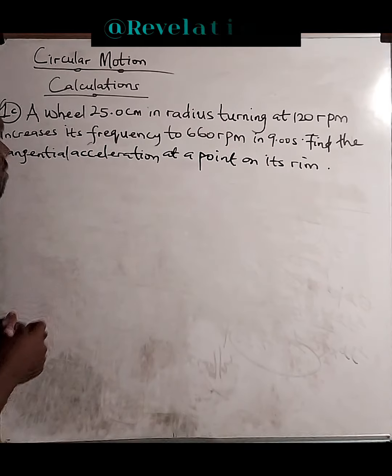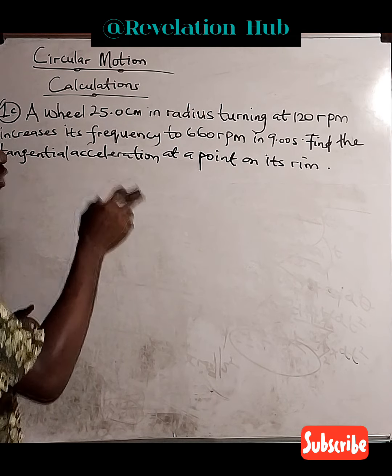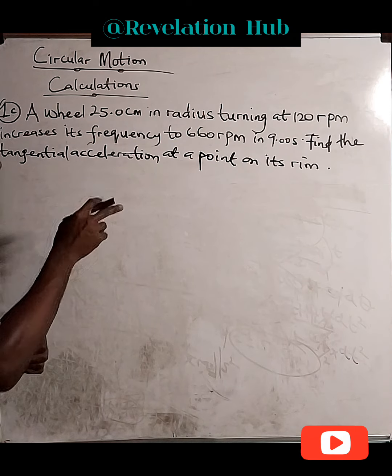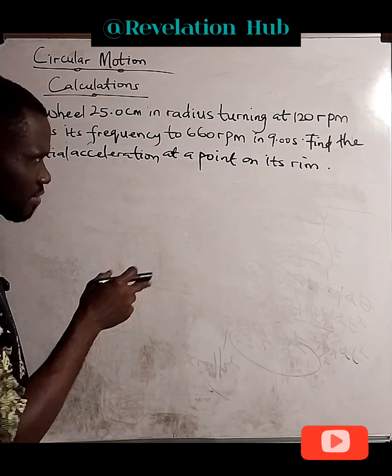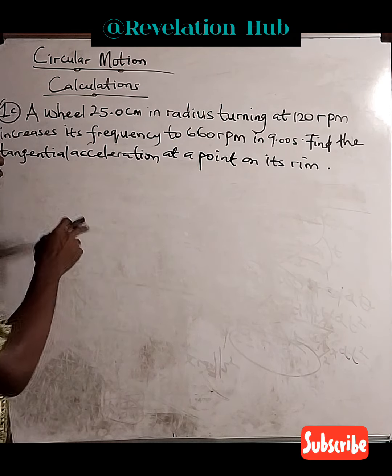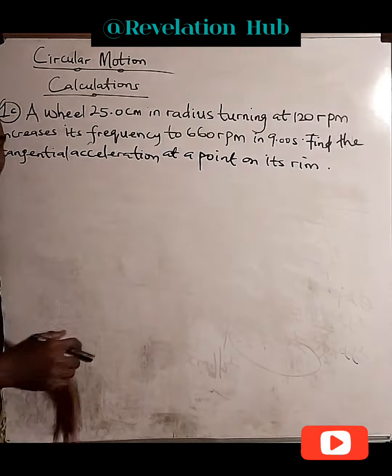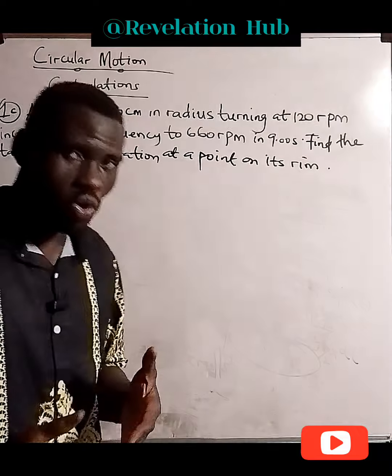A wheel 25 centimeters in radius turning at 120 revolutions per minute increases its frequency to 660 revolutions per minute in 9 seconds. Find the tangential acceleration at a point on its rim. Now, don't forget, this is another beautiful one, but it's very simple.